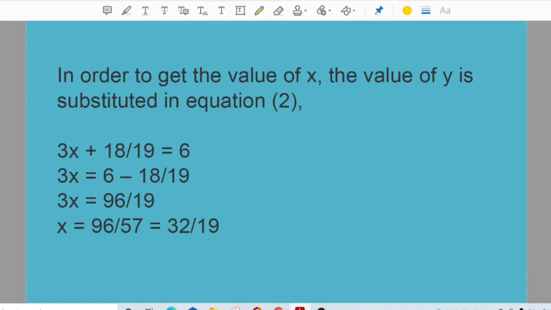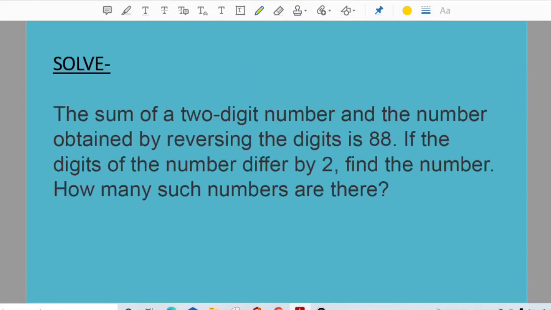Moving on, this is one of the examples. Now, in order to get the value of x, the value of y is substituted in the equation. This is the continuation of the same. Here we have substituted the value of y in this equation, and by solving it, we are getting the value of x. The value of x is 32 by 19. This is the easy one and the most efficient one in the examination as well.